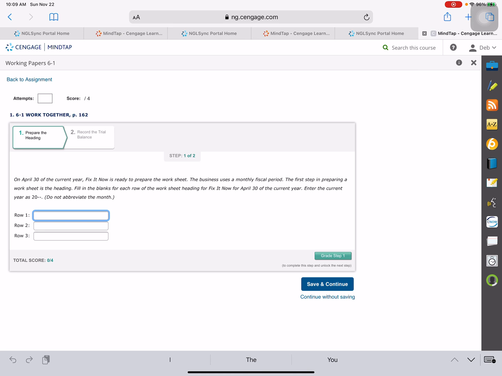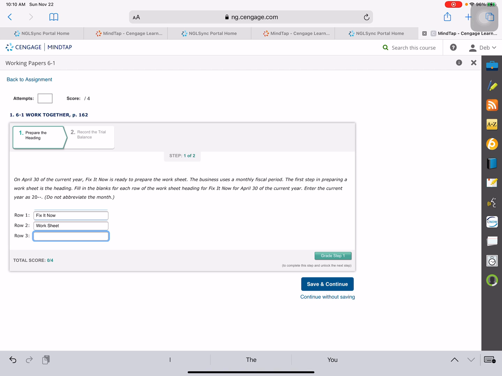So row 1 of your financial paper should always be the name of the business, which is Fix It Now. Oops, got to capitalize. The second row is the financial statement that you are preparing. You are preparing a worksheet. Again, make sure you use capitalization. And row 3 is for the date, and it says the worksheet is for April 30th of the current year.